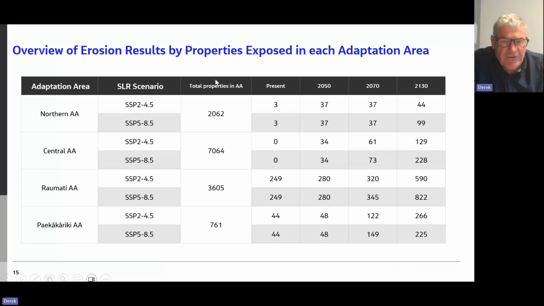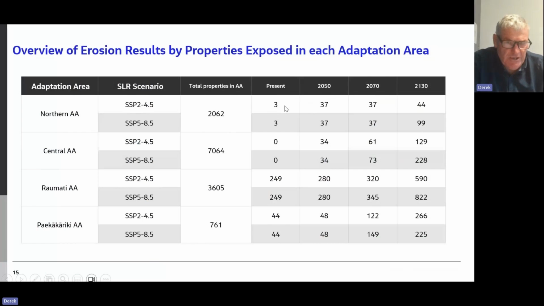Okay, and this is the total number, then this column here is the total number of properties in those adaptation areas. Then the last 4 columns are the numbers of those properties that might be affected by coastal erosion under each of those scenarios at our 4 time periods.